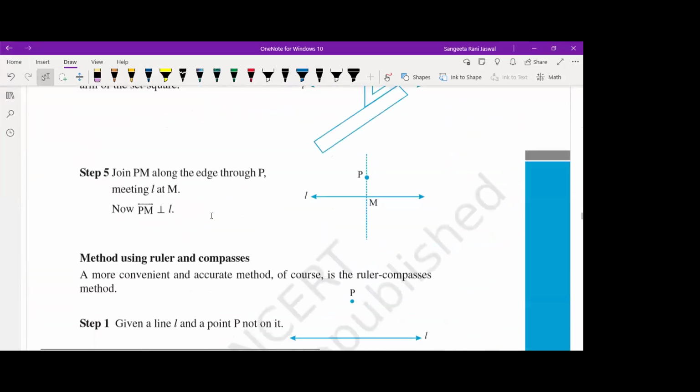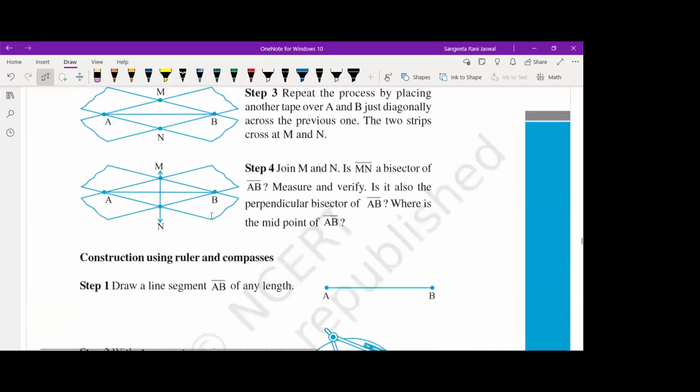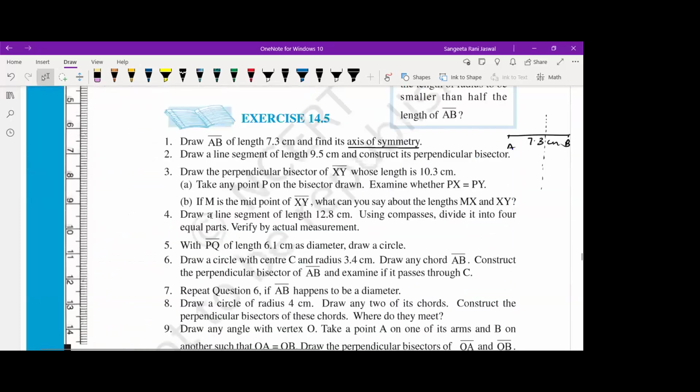Oh, we have to scroll down all the way. Okay, this is the next question. Neha, read the next question, question number 2. Yes, ma'am. Draw a line of length 9.5 centimeter and construct its perpendicular bisector.